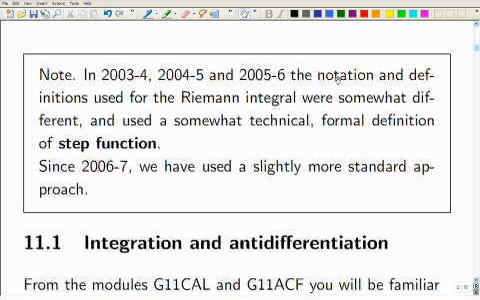If you do look back at previous versions of the notes and previous exam papers, there was a slightly different approach in between 2003 and 2005, well, 2005 to 6. Riemann integration was done slightly differently using some things called step functions, but since then I've gone back to a more standard approach.